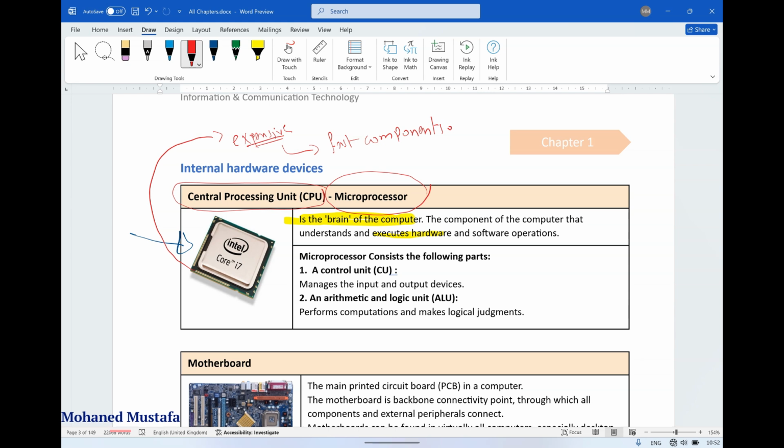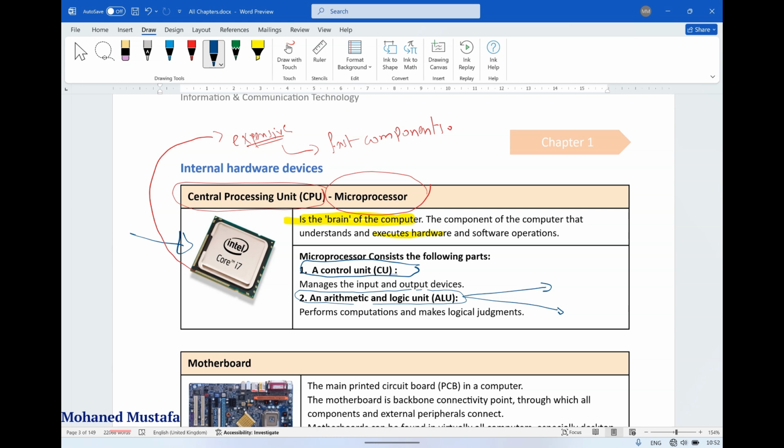Very good? The CPU is divided into two sections. One section called the control unit, another section called the arithmetic and logical unit. Now, the arithmetic and logical unit, this is responsible for doing two different tasks. If you are doing some kind of arithmetic operations, it will do it by the arithmetic unit. If you are doing logical operations, it will be done by the logic unit.